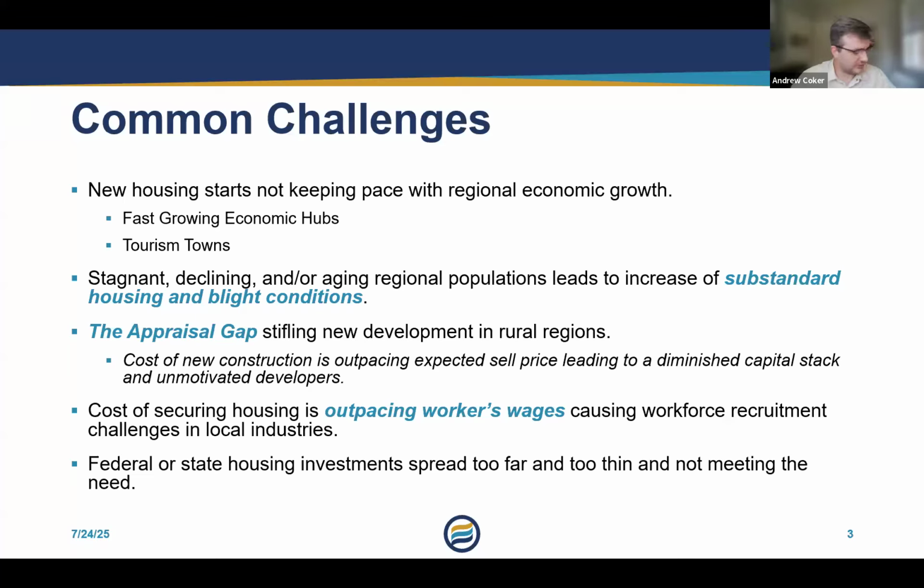And I don't have to tell anyone on this call anything about federal or state housing investments being spread too far and too thin.